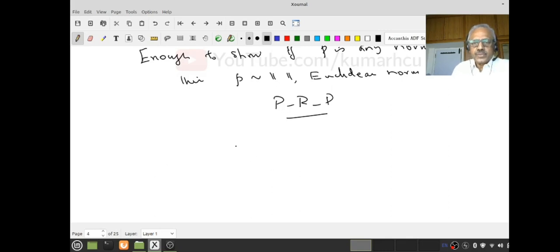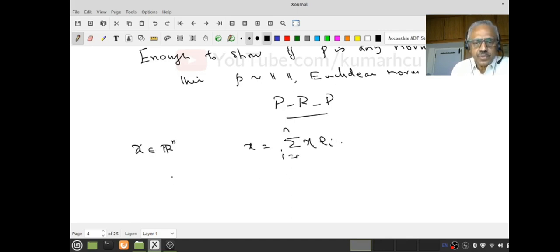Right? So that means what? I have to produce constants C1 and C2 as I have shown. Right? Let us do that. Suppose x is a vector in Rn. Then I can write x as the summation xi ei, i equal to 1 to n.